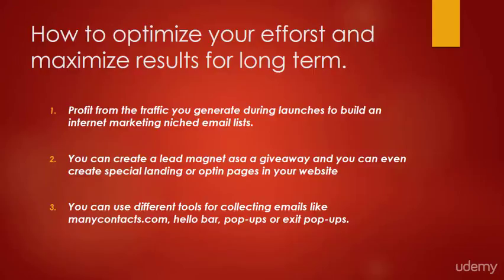Now, the principles are very simple. The first thing that you have to do is to profit from the traffic that you generated during launches to build an internet marketing niche email list. Practically, during launches, as you have seen, a massive amount of traffic goes to your reviews, and just a percentage of those people, maybe 10%, will actually buy the product. The rest of them just come to your website and leave. What will happen with them? It's a pity not to profit from their visit on your website.